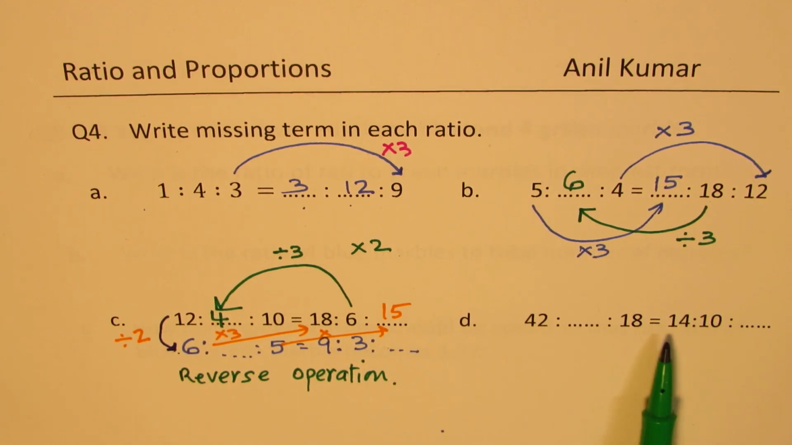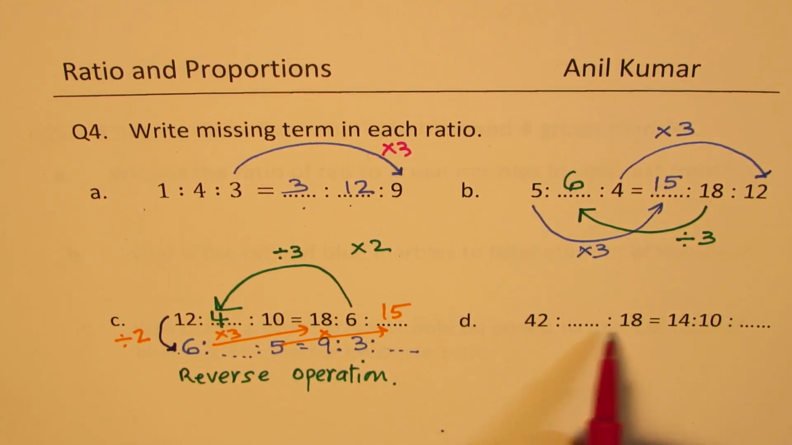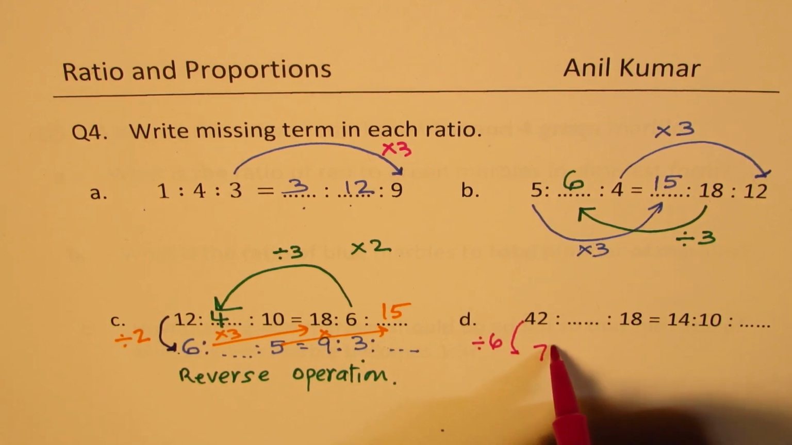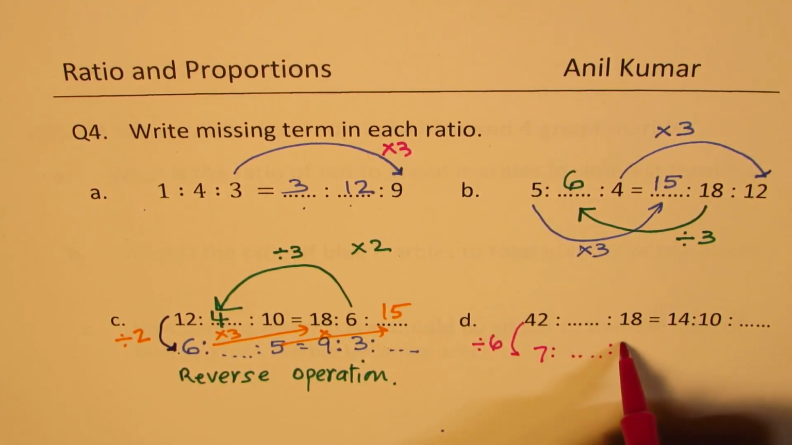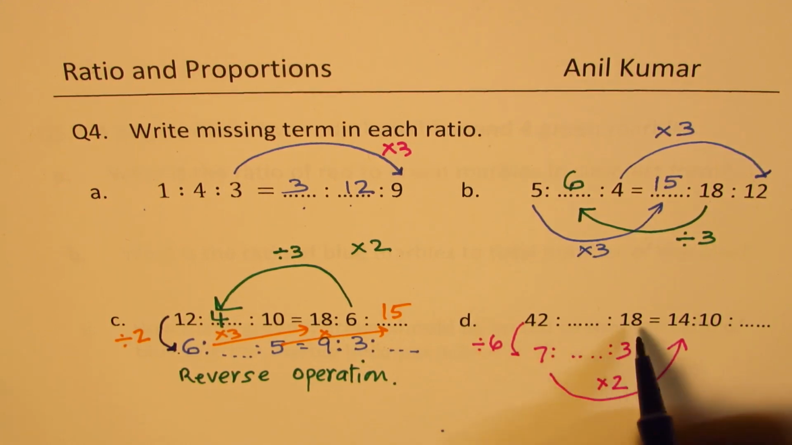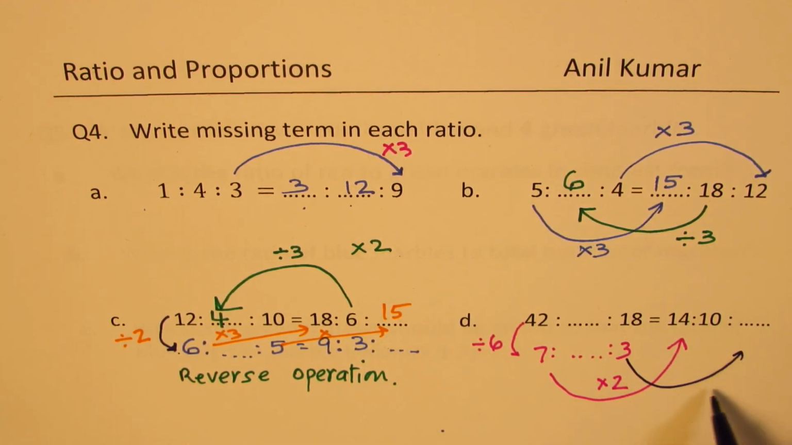14 is to something is to 18 equals 42 is to something is to 18 equals 14 is to 10 is to something else. Now, first, let's figure out what this number should be. Well, as far as 14 and 18 are concerned, we could divide by 6 and we get 7 is to something is to 3, right? And now, from 7 to 14, we could times it by 2. So that is the operation. Is that clear? So, same thing, we have already divided this, and now we'll do this as times 2.